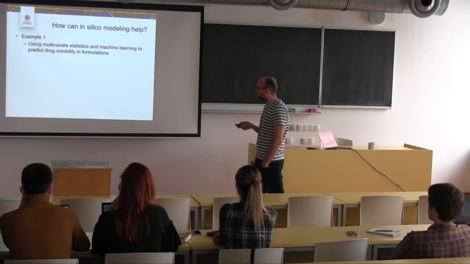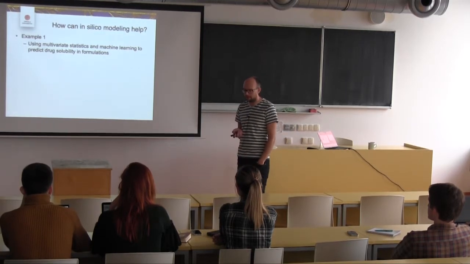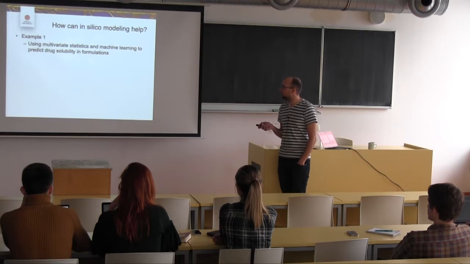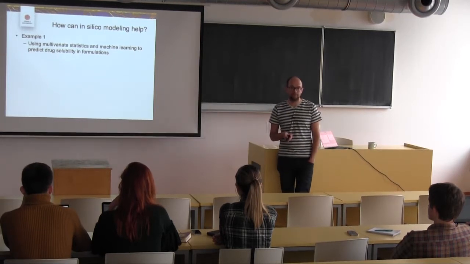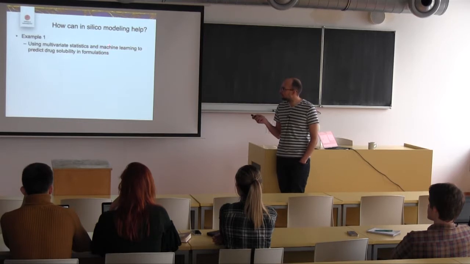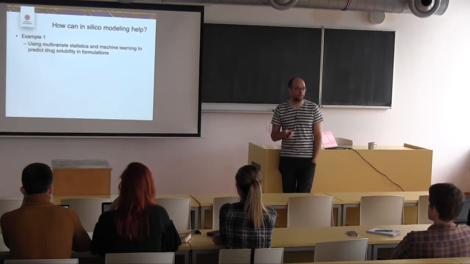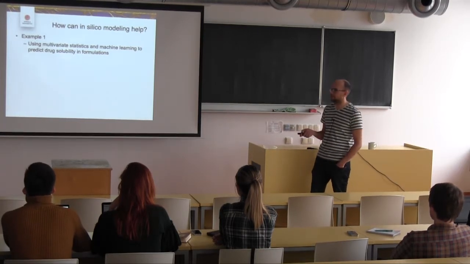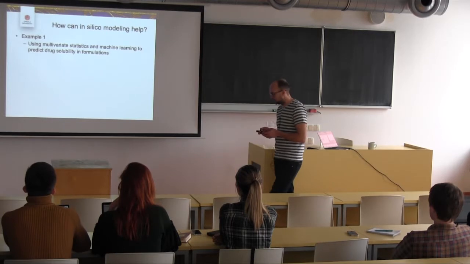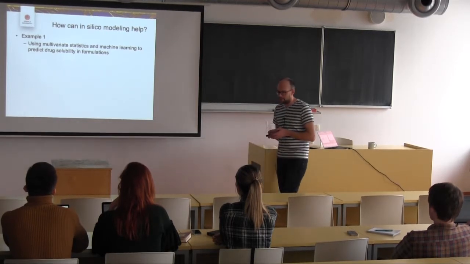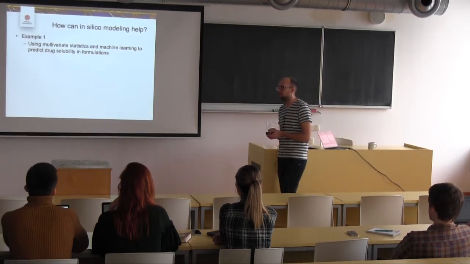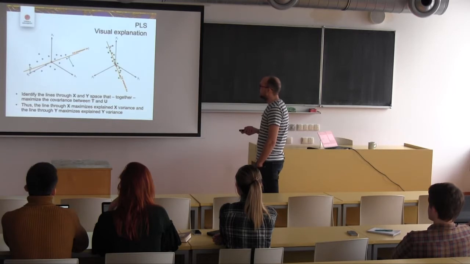Right. So my first example is work that we have done at Uppsala University, and that is involving using multivariate statistics and machine learning, I should say, to predict drug solubility in formulations. And as you will see, when I say machine learning here, it's not perhaps the more fancy stuff that both was presented this morning and also what Thomas talked about yesterday. So we have developed simple sort of partial least squares models and PCA plots, but they get you a fair way, I would say.